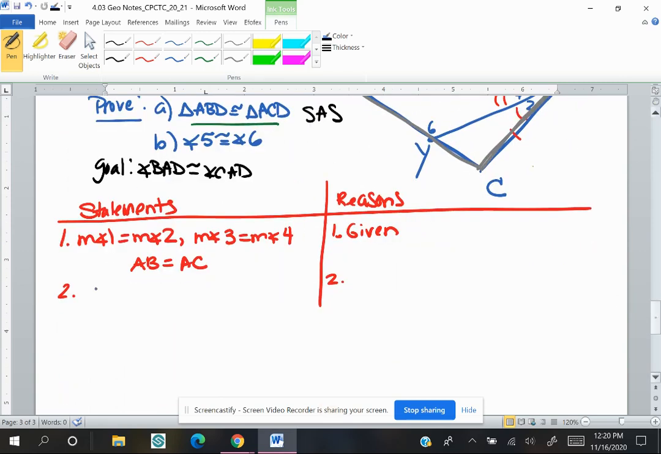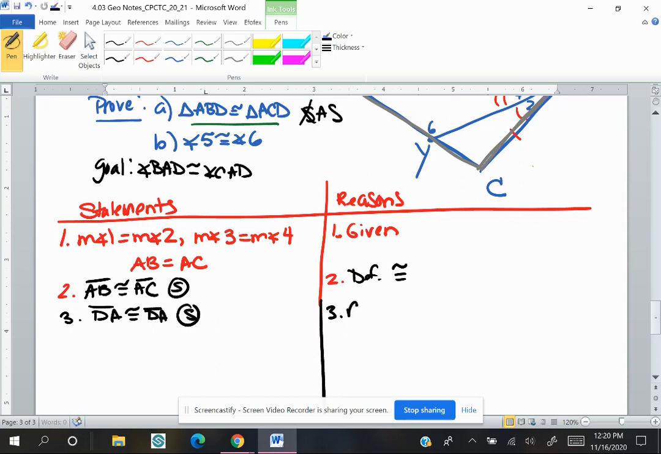All right, so first thing I'm going to do is change my segments to congruency so I can get those out of the way. So by def of congruency, make sure they have segment bars over there. We need congruent parts to make congruent triangles. So that gives me a pair of sides. Another one I want to get out of the way here is my reflexive property. So segment DA congruent to itself by reflexive. Again, that gives me another side, so I can mark that off.